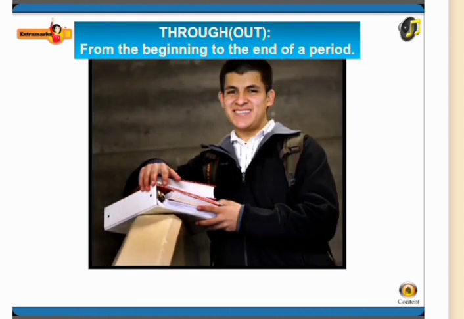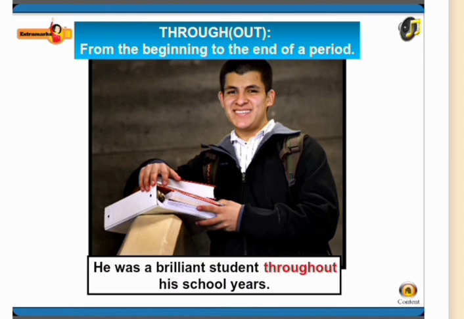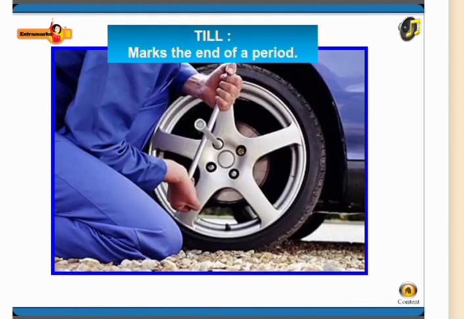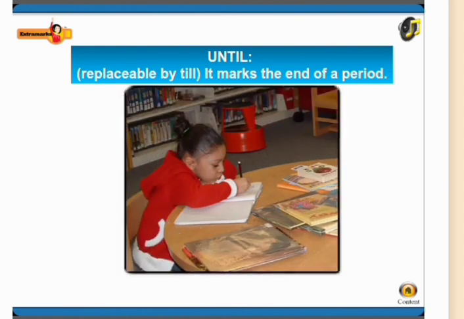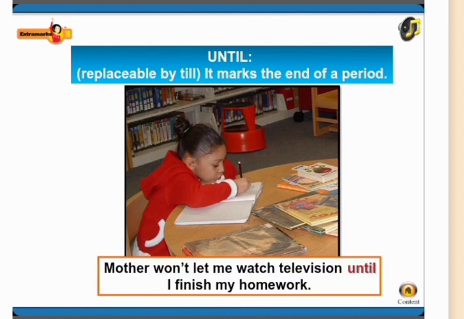Throughout, from the beginning to the end of a period. For example, he was a brilliant student throughout his school years. The preposition till marks the end of a period. For example, we had to wait till the mechanic changed the tire. Until, replaceable by till. It marks the end of a period. For example, my mother won't let me watch television until I finish my homework.